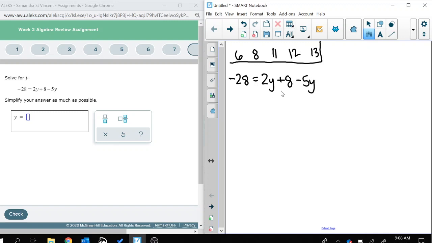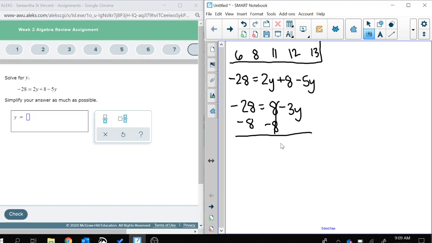My first step is going to be to combine my y terms. So this here, remember, I have a positive 2y, and then this negative 5y is going to hold that sign in front of it. So I have 2y minus 5y. When I go to rewrite this, I have negative 28 equals 8 minus 3y, because 2 minus 5 would be a negative 3. From here, I am going to try to isolate this y, so I have to get rid of the 8 first, so minus 8 on both sides.